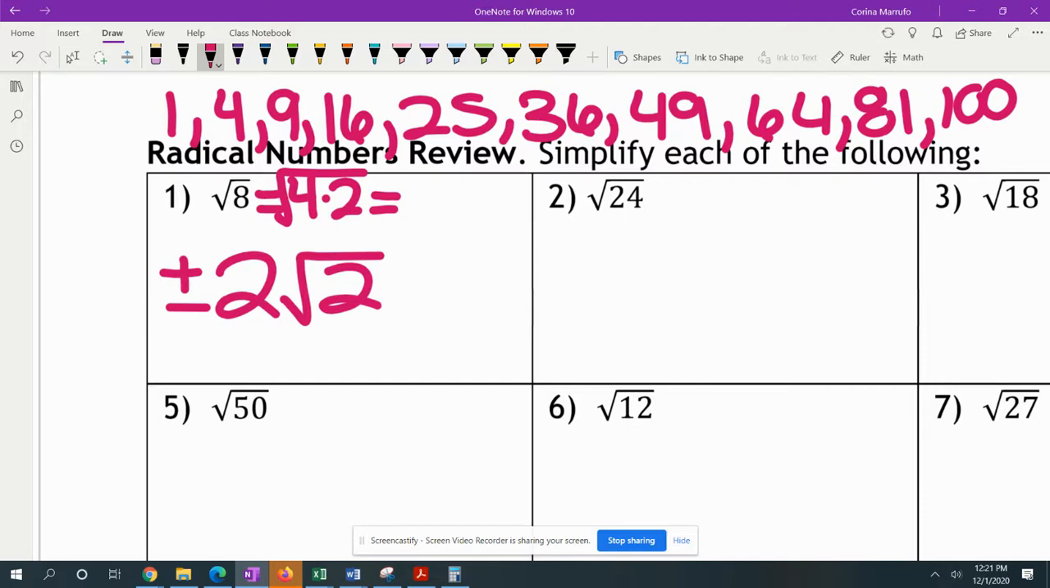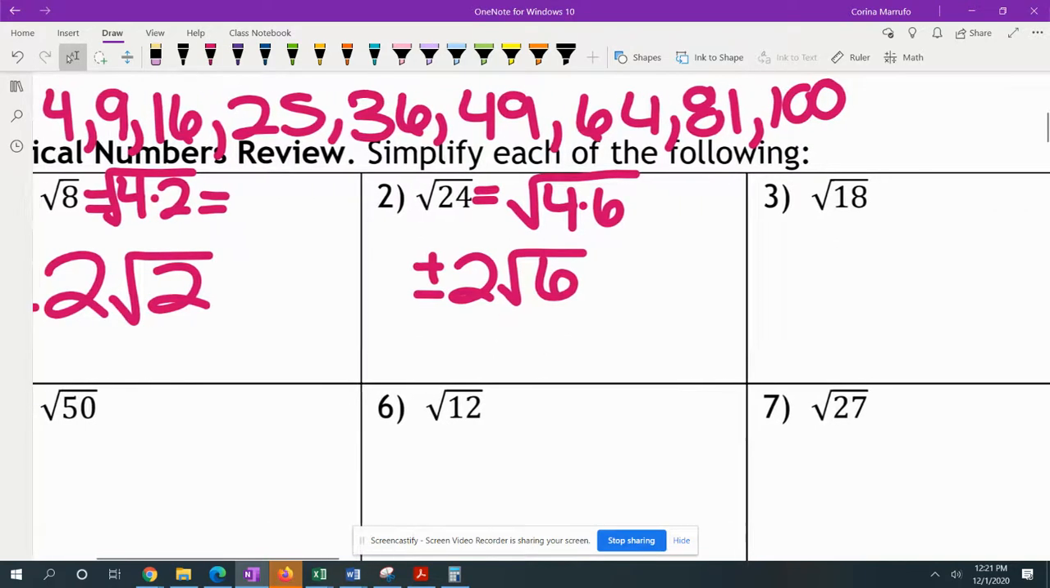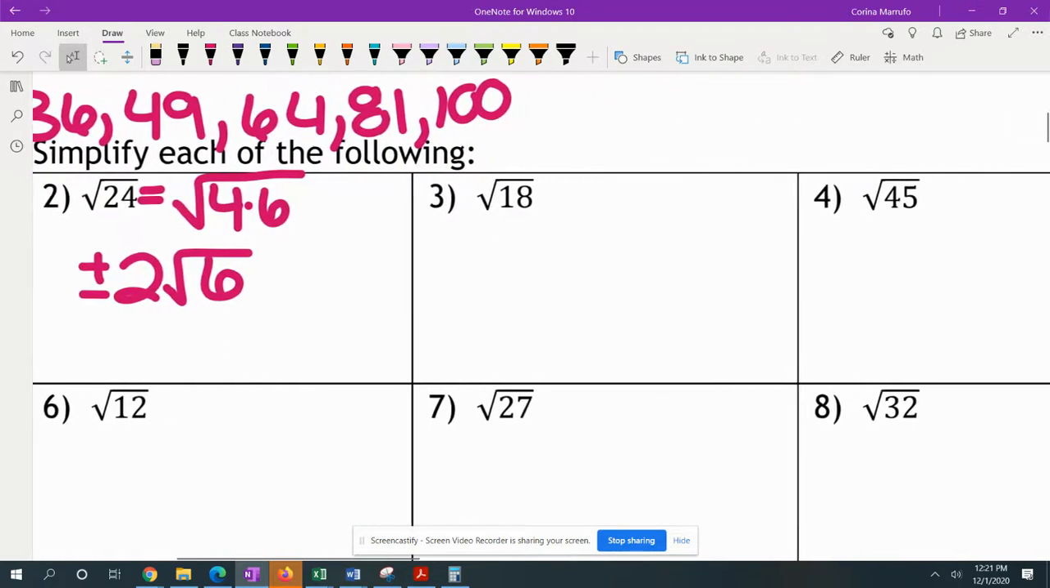All right, the next one, we have 24. So we see which one of our perfect squares multiplies to give us 24. So 4 times 6 will give us 24. Okay, now the square root of 4 gives us 2. And since we can't take the square root of 6 and get a whole number, that will stay trapped under the square root.